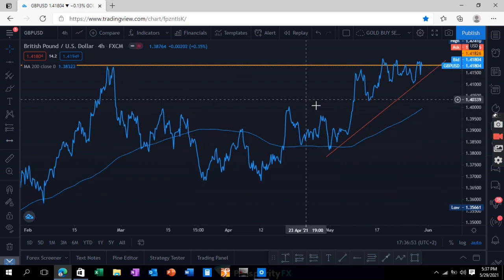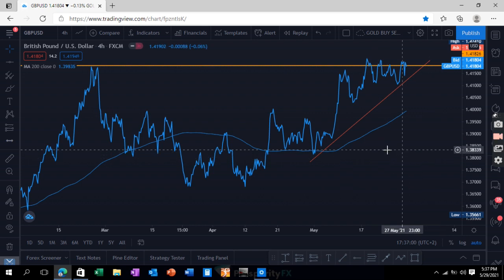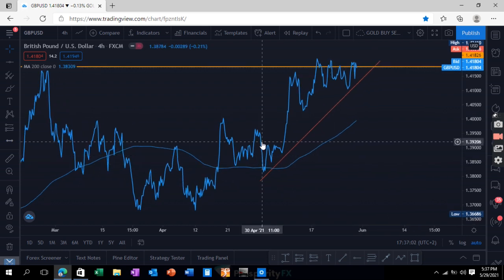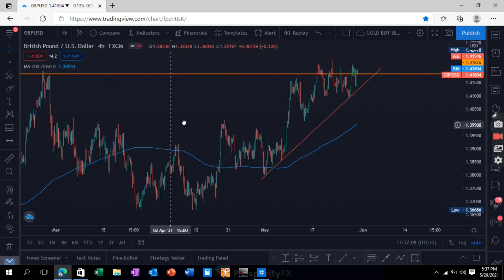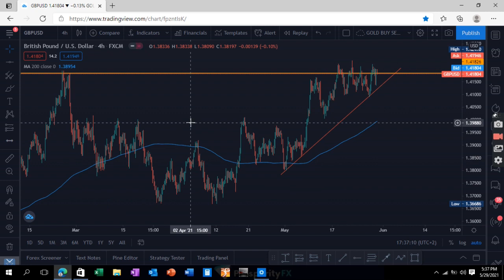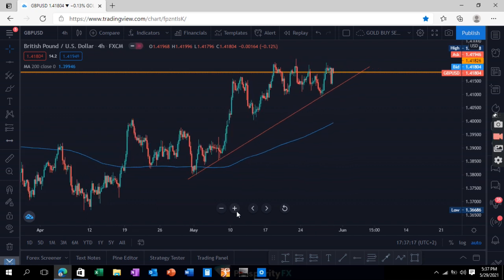We have this resistance, and price making higher highs and higher lows into resistance, and that usually breaks out to the upside, right? So what am I looking for? Well, you already know. I'm not going to do anything until price shows me signs of breaking out to the upside and closing above the resistance, and that resistance being turned into support.